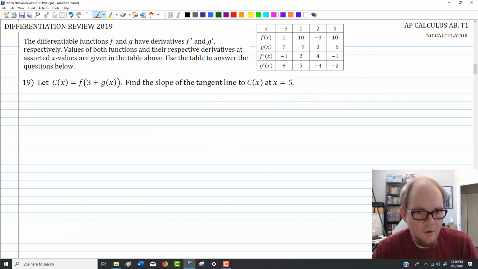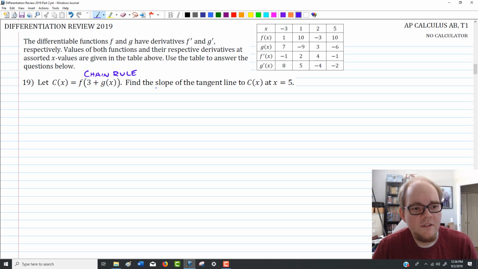Number 19 then brings us to 19. 19 has a C up there. That oftentimes does in fact stand for chain rule. But let's see. F of 3 plus g of x. Yep, I'm thinking this is going to be the chain rule. This looks like a chain rule with all that stuff on the inside.